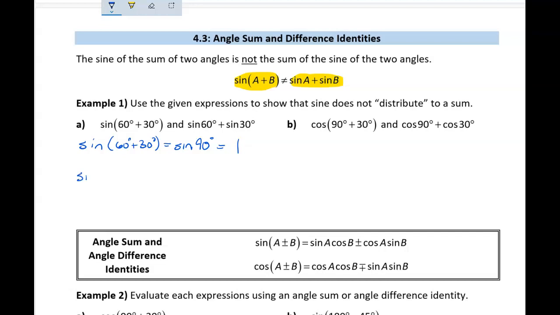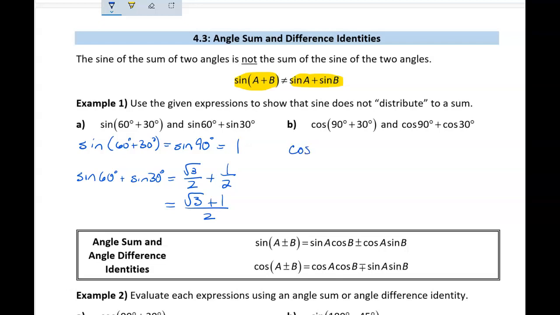Then we can also evaluate the expression sine of 60 degrees plus the sine of 30 degrees. The sine of 60 degrees is the square root of 3 over 2, and the sine of 30 degrees is 1/2. If we combine those two together as the square root of 3 plus 1 over 2, since we have a common denominator, that's definitely just not 1, right? So they're not equal. And let's do the same thing with a different example.